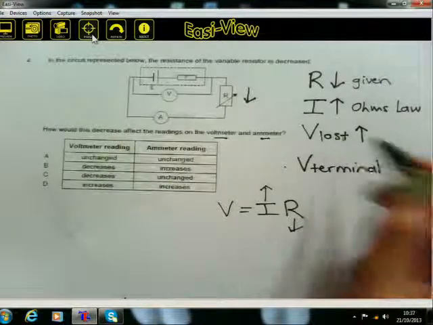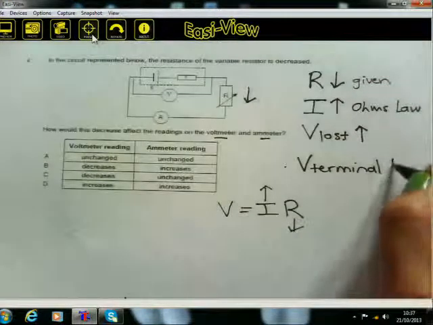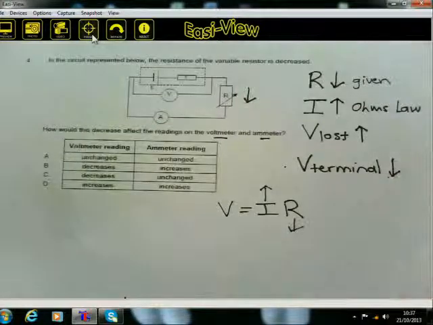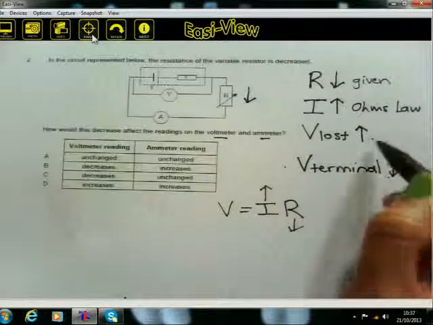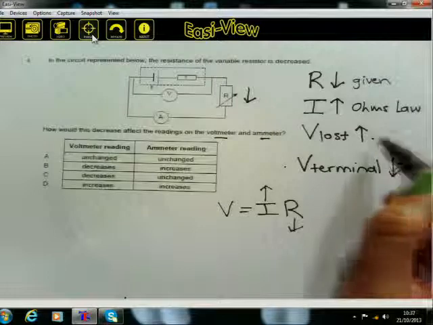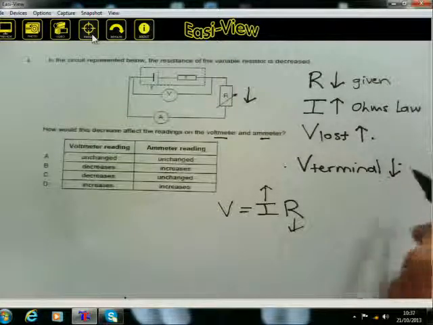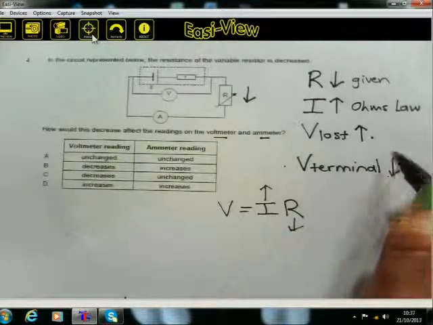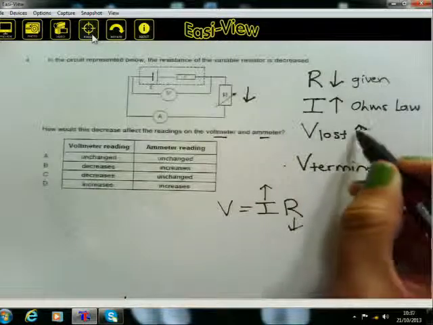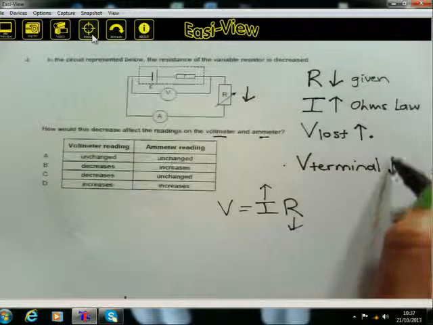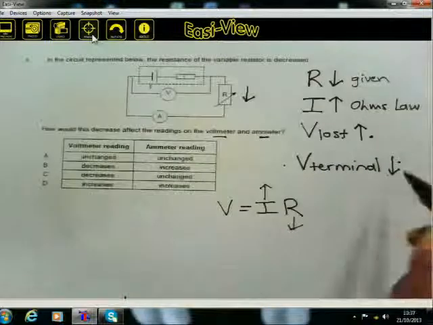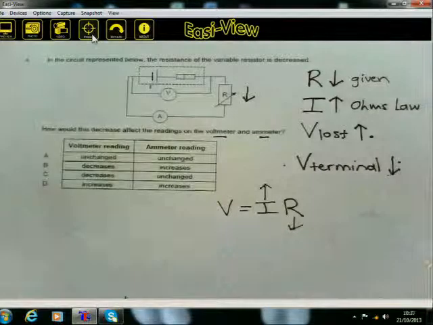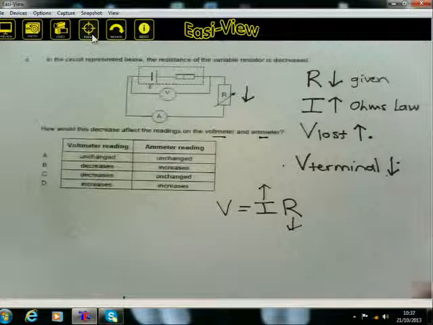Because V lost is increased, V terminal will decrease. Because these two added together must be the EMF, if this one gets bigger, this one must get smaller, because together they must add up to the same constant. So here we see the arrows now.